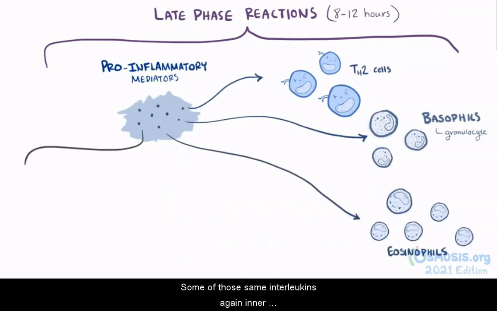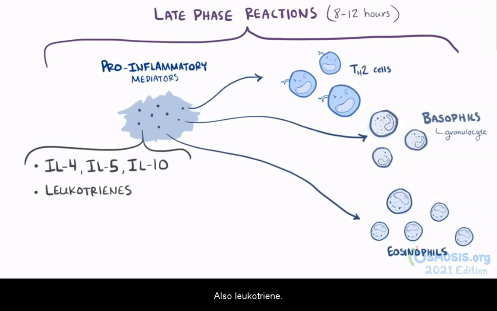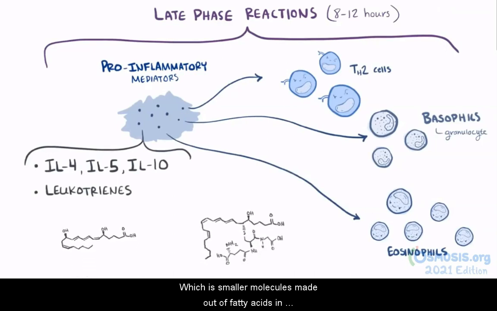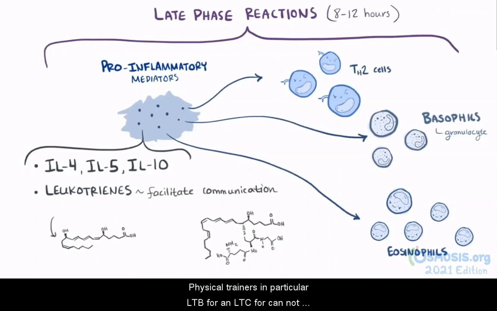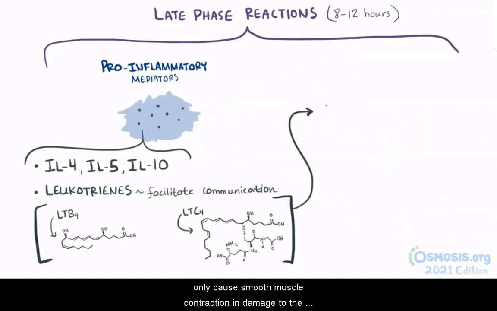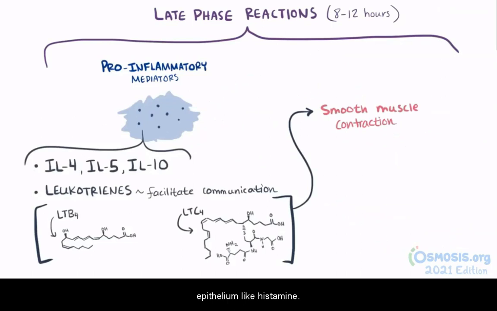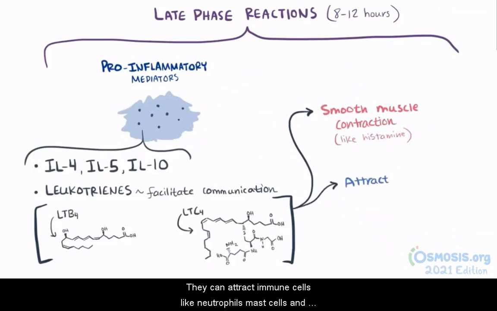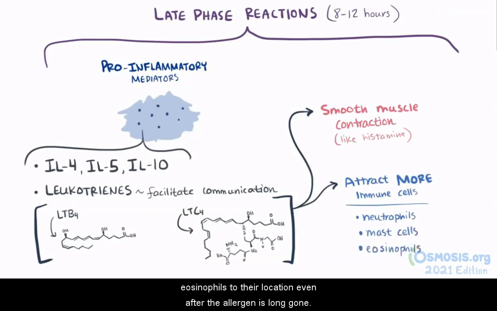These include some of those same interleukins again, interleukin 4, interleukin 5, and interleukin 10, but also leukotrienes, which are smaller molecules made out of fatty acids and facilitate communication between a local group of cells. Two leukotrienes in particular, LTB4 and LTC4, can not only cause smooth muscle contraction and damage to the epithelium, like histamine, but they can attract immune cells, like neutrophils, mast cells, and eosinophils, to their location even after the allergen is long gone.